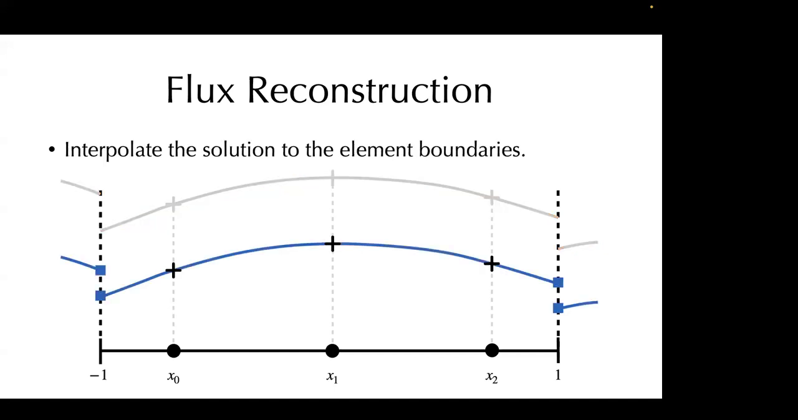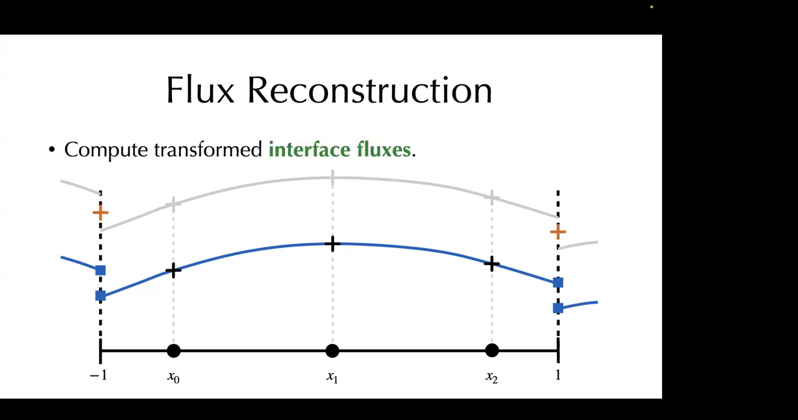Next, what we're going to do is take our solution and evaluate that solution polynomial at the element boundaries. So evaluate the polynomial at the location x is equal to -1 and x is equal to 1. This is shown by the blue squares on the slide. We've just taken a polynomial and we've evaluated that polynomial at the boundaries of each element.